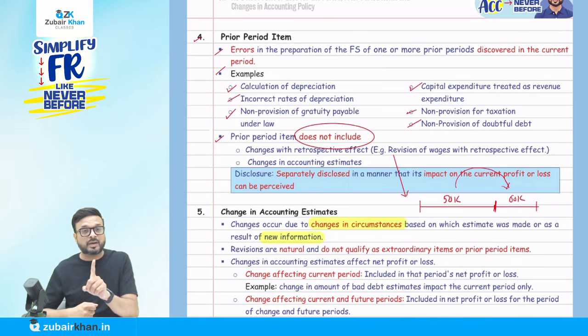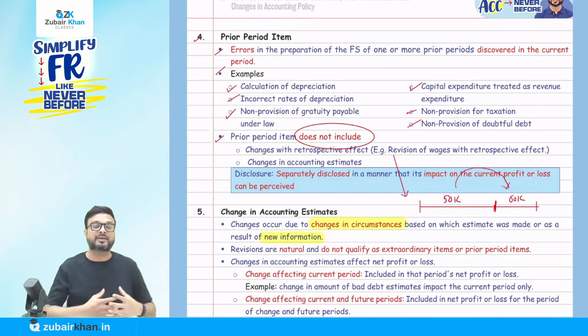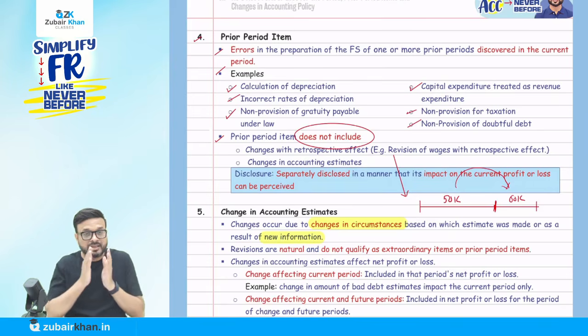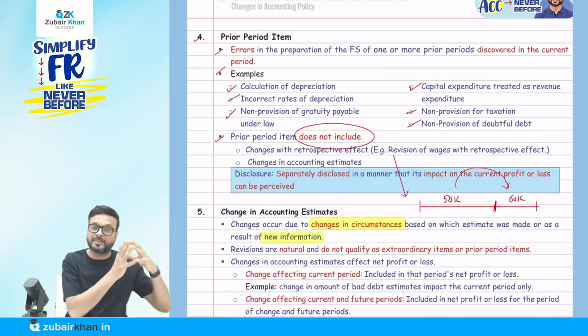Okay. When we write about ordinary items of special nature, remember that you have to just write that they are separately disclosed in the P&L account. Don't write that the impact on the current year profit or loss can be seen. No, that is only for the prior period item and extraordinary item.